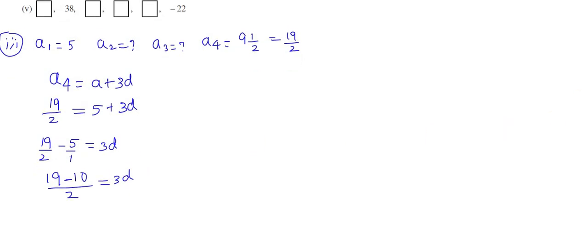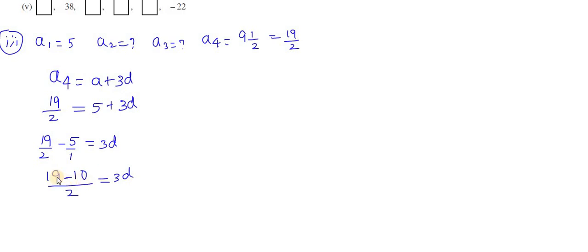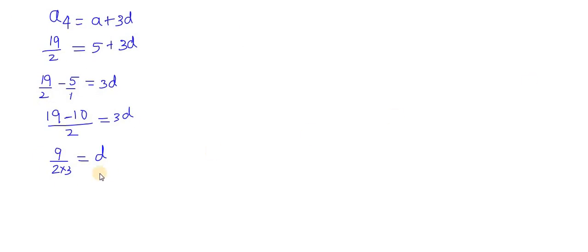Now simplify it further. 19 minus 10 is 9, divided by 2, and bring the 3 here, so 9 by 2 into 1 by 3 equals d. Therefore d equals 3 by 2. Put it in the box: d equals 3 by 2. Now what do we need to find?